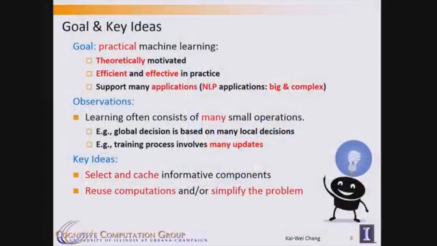Thanks. Right. So usually when you make a global prediction, the prediction is based on several local predictions, and also when you want to train a model, usually the training process involves a lot of small updates. So if we can define some method that can select and catch those informative components during the learning, then usually you can reuse some computations or simplify the problem, and this can make the learning easier and also reduce the training time.